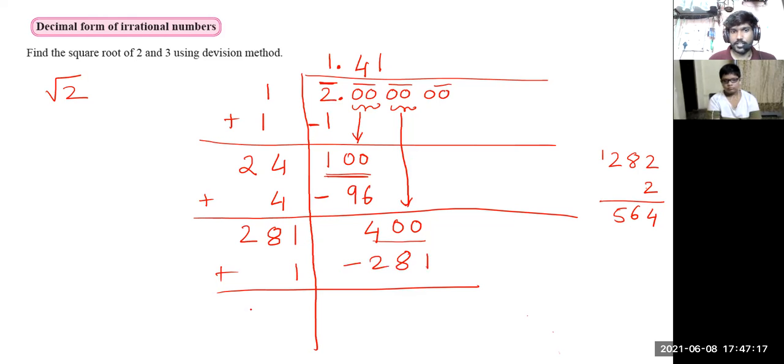Here you'll have to subtract. So here you'll get 282 and 400 minus 281. How much is it? 119. Yeah, 119. Now this pair again, we have to take it down. So we'll get 0, 0.